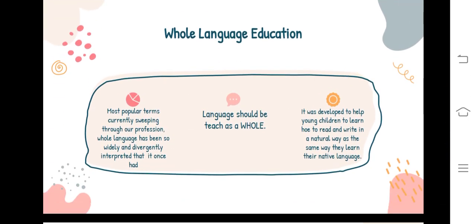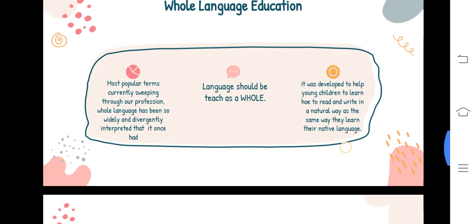Next, there are 3 points of whole language education. The first is that it is one of the most popular terms currently sweeping through our profession. Whole language has been so widely and divergently interpreted that it once had many meanings. The second is that language should be taught as a whole. And the last is that it was developed to help young children learn how to read and write in a natural way, the same way they learn their native language.